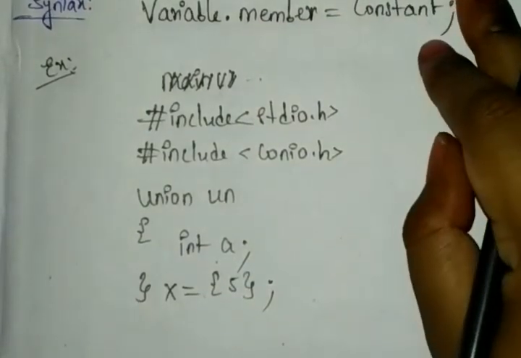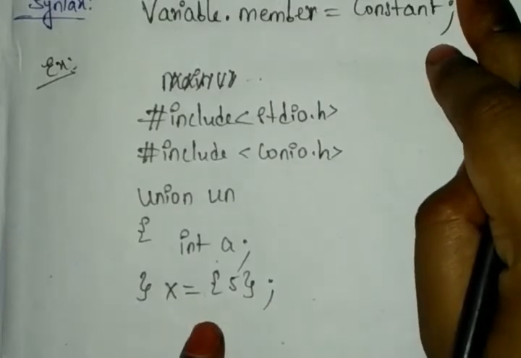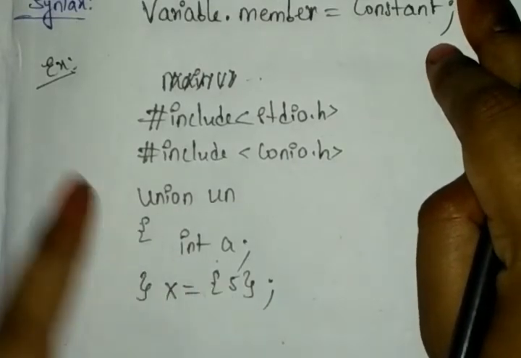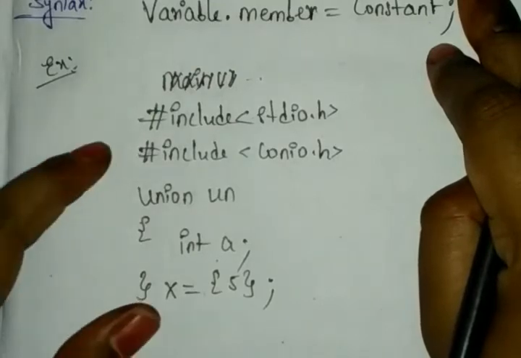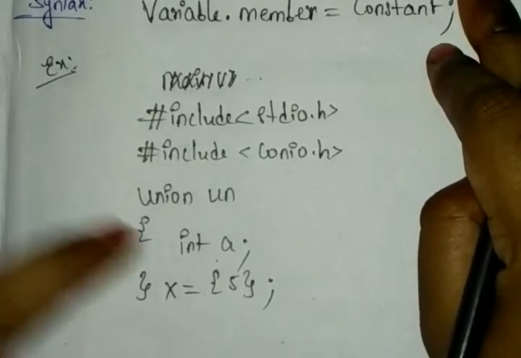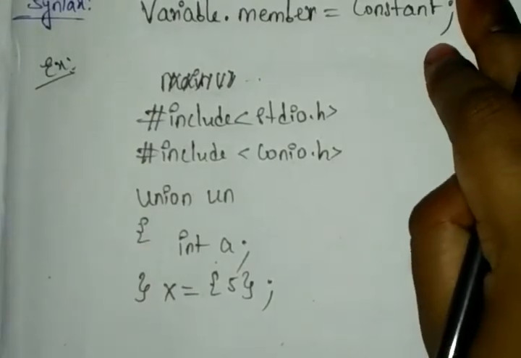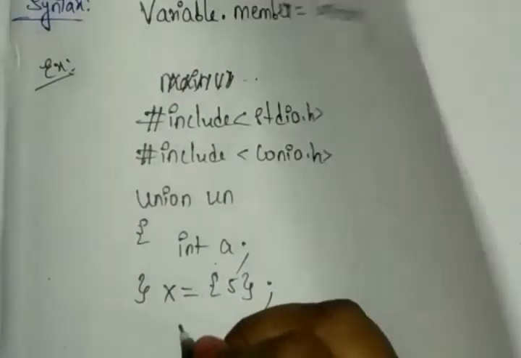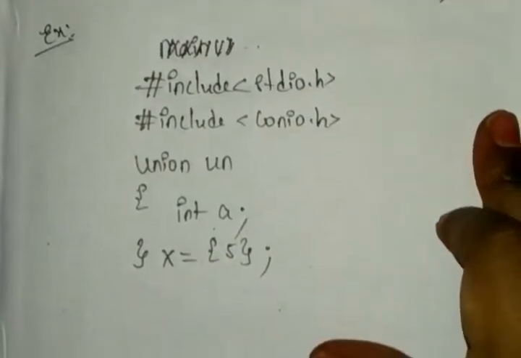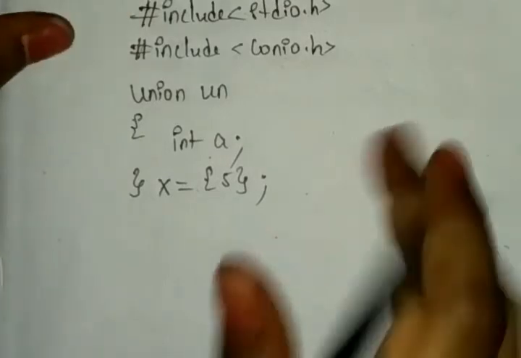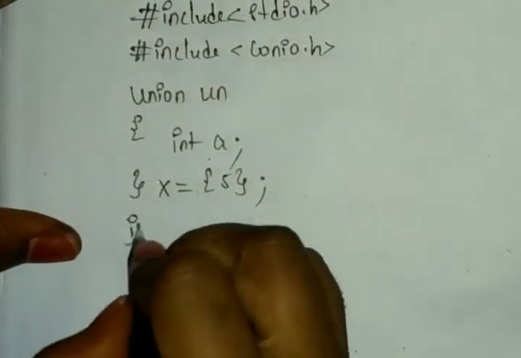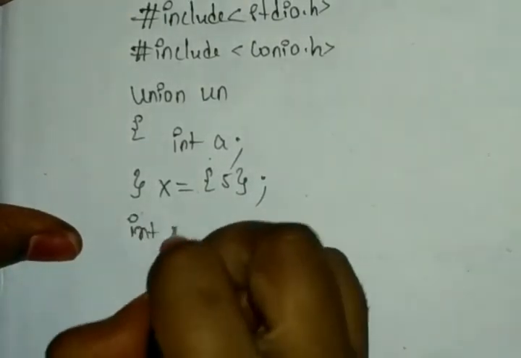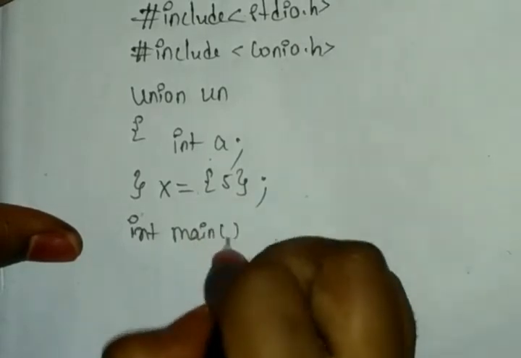You can see here we took the value 5 for x, but before we didn't take any x variable, we just took a, right? So you can see whatever I am writing. After that, you can take the int main and start our main function.